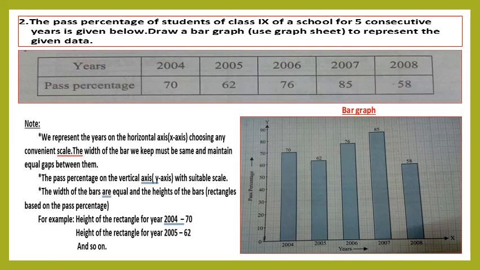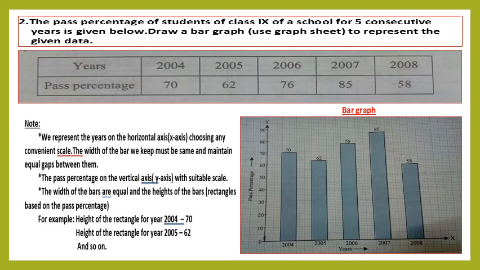Then the width of the bars are equal, and the heights of the bars are the rectangles based on the pass percentage. When we draw the bar graph, the width of the bar will be equal, same for all bars, but the height of the rectangles based on the pass percentage. For example, the height of the rectangle for the year 2004 is 70, because in 2004 the pass percentage is 70%.